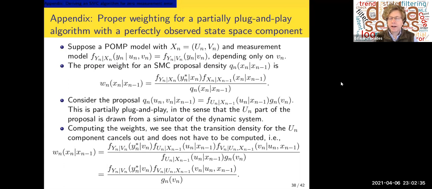When you use that proposal, that part of the numerator and denominator cancel. You can factorize the numerator and denominator in the same way, and the u part cancels, and you just have the v part left over. And so on the numerator, you get f of v_n given u_n, x_{n-1}. And on the bottom, you get g_n of v_n. That's just whatever proposal distribution that you had before. And then we decided that the measurement should only depend on v_n. So you still have f of y_n given v_n there.